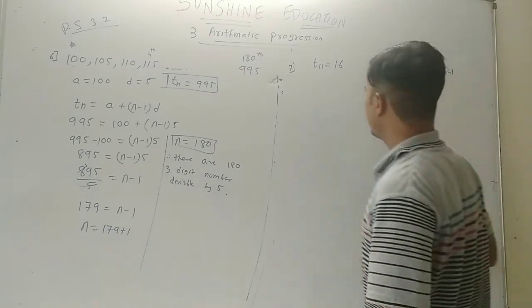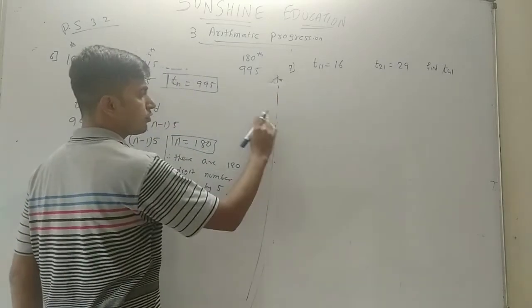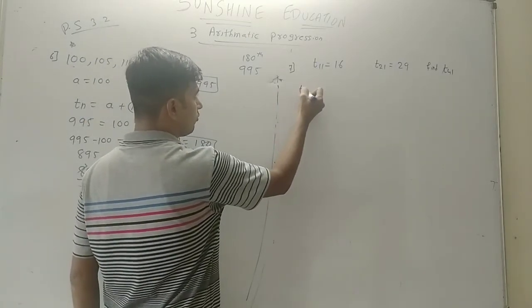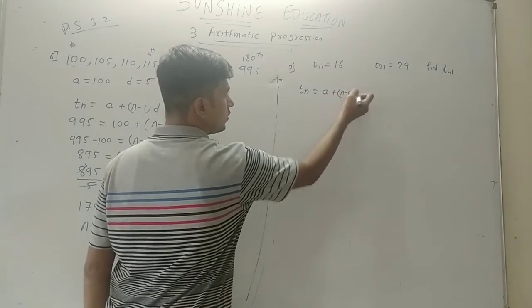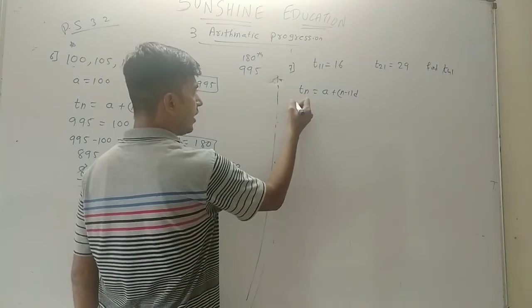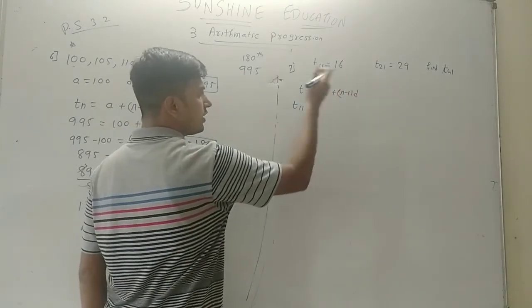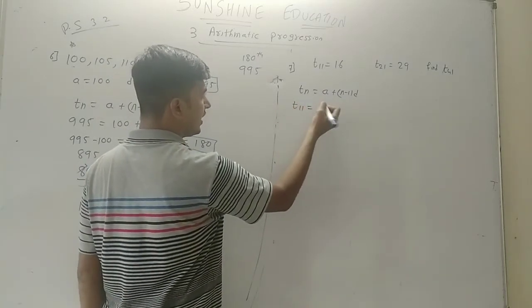Okay, let's start. So first of all, we know the 11th term. Okay, this type of question we have not done earlier, so pay attention. So the formula of Tn is a plus n minus 1 into d. We have the value of T11, so I am using T11. I can also use T21, but first I will use T11. Okay, so T11 is a.